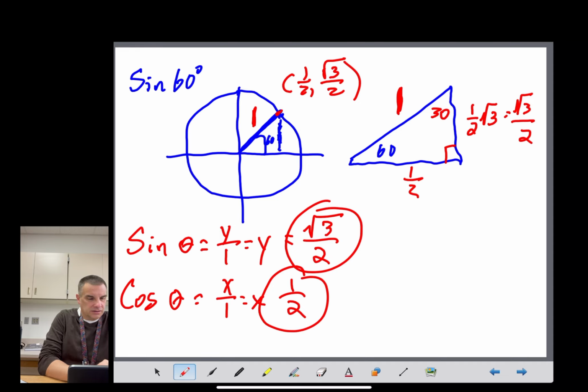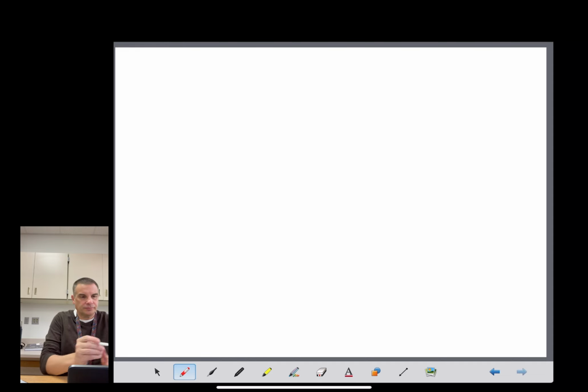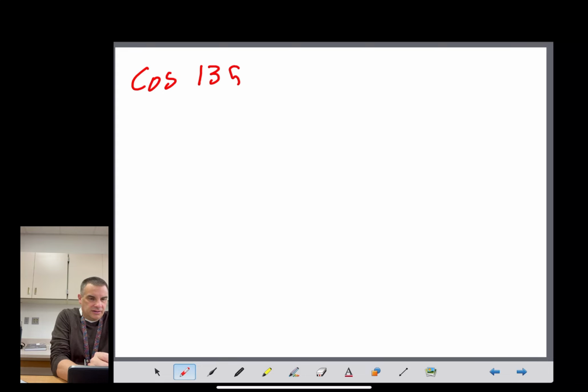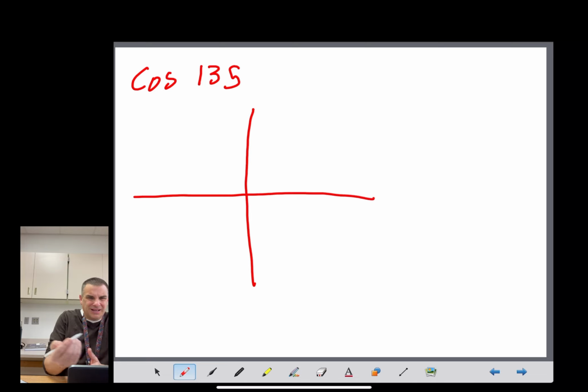Okay. Let's look at another example. Let's go with the exact value of the cosine of 135. Again, we're using the unit circle to do these. So I'll draw this one a little bit bigger. I'm not going to draw the unit circle. Let's kind of give the understanding that we're using the unit circle to find the exact value.